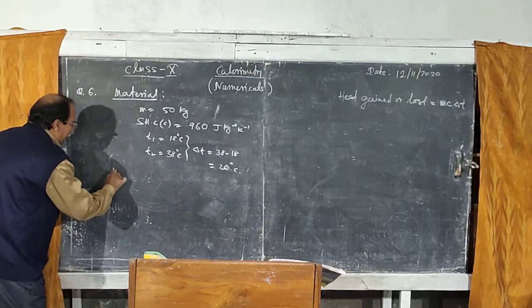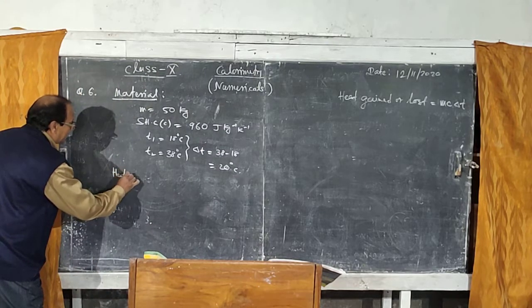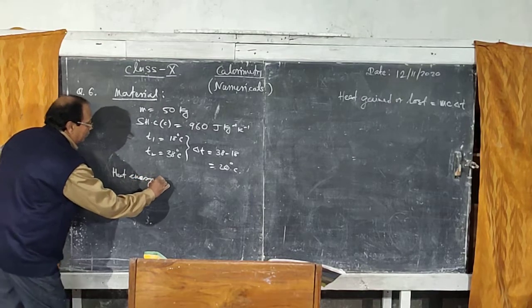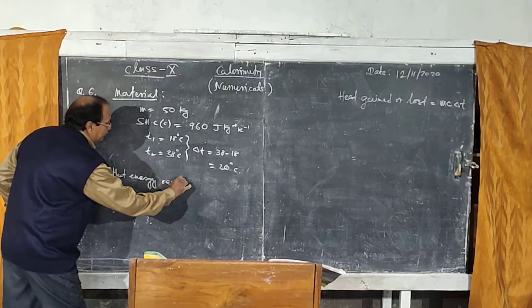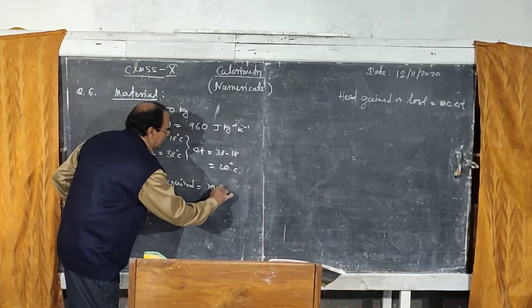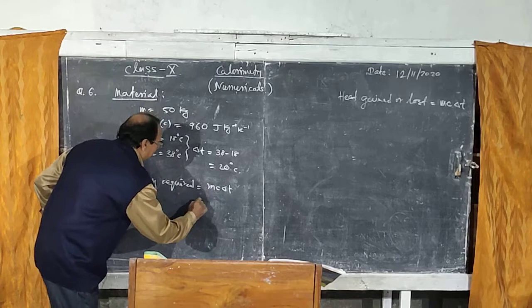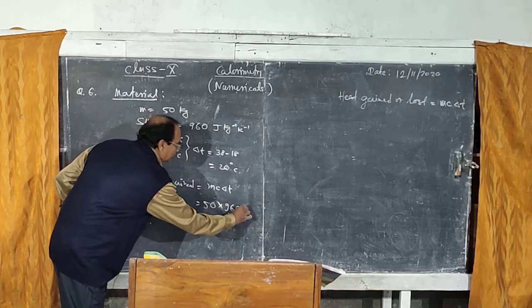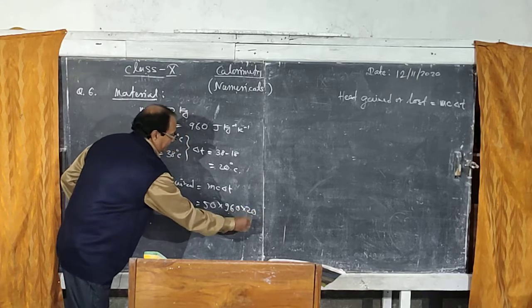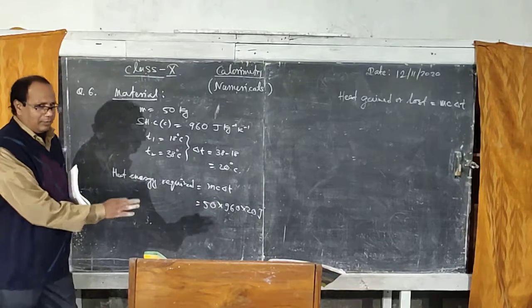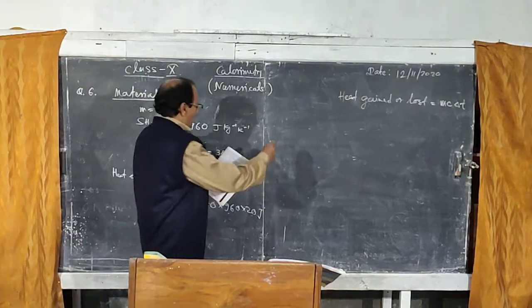So here we will write heat energy required equals mcΔT, which is equal to 50 into 960 into 20. So this portion you can calculate, otherwise you can leave it as it is. Now we will go for the heater.